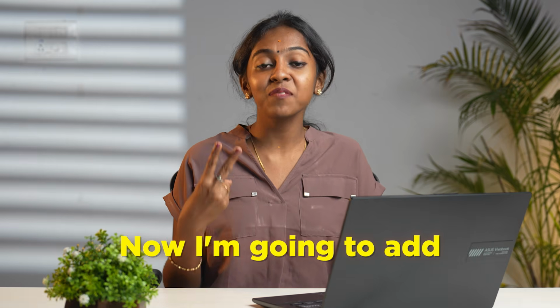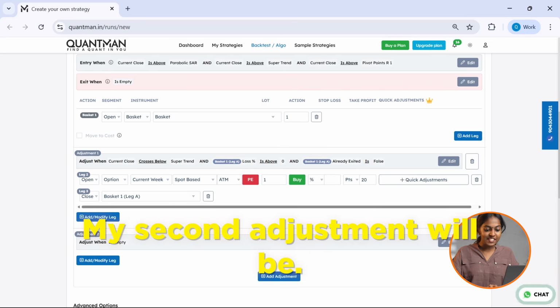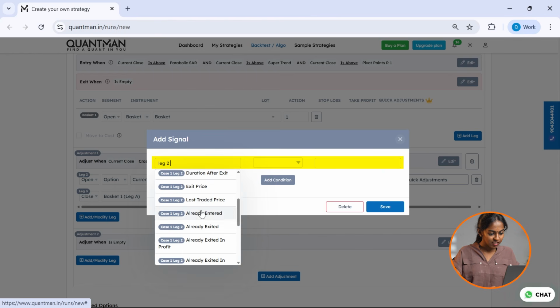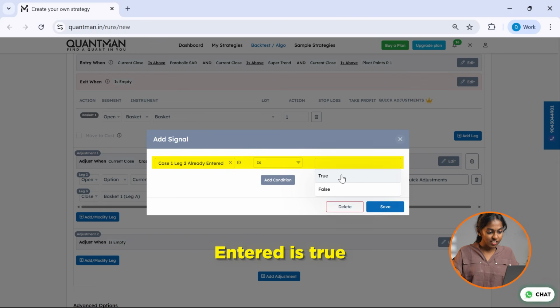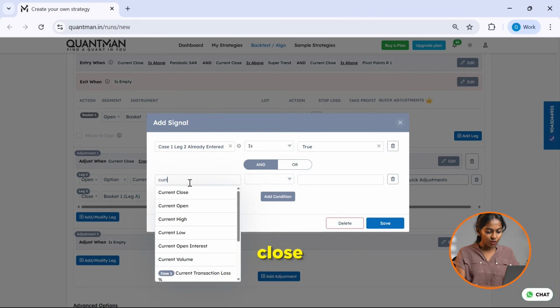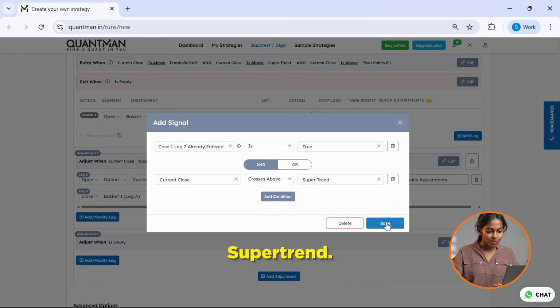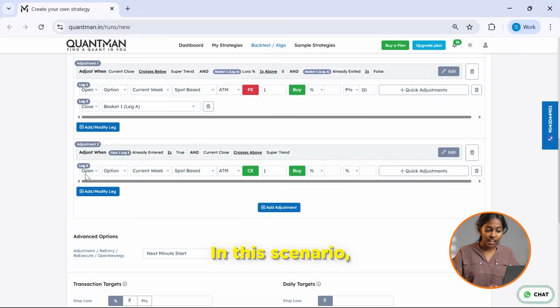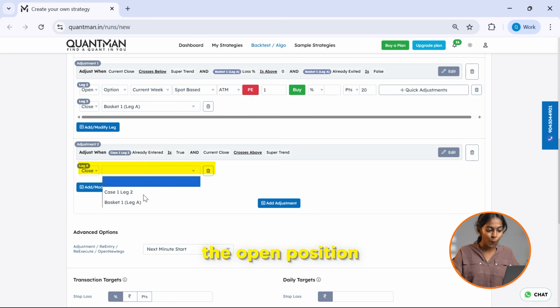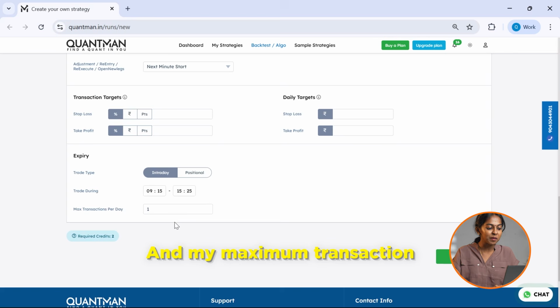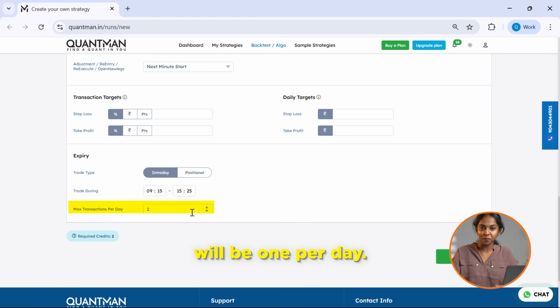Now I am going to add my second adjustment. My second adjustment will be leg 2 already entered is true and my current close crosses above supertrend. In this scenario, I am going to close the opened position. I am not going to give any daily targets and my maximum transactions will be 1 per day. So let's now backtest this strategy.